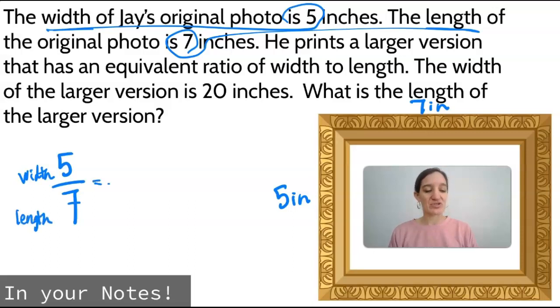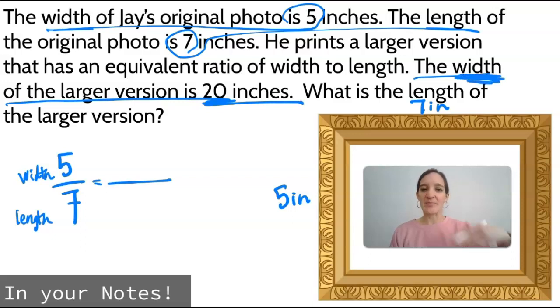So then when I go to write my equivalent ratio, which says the width of the larger version is 20 inches, that was the width, so I'm going to keep it up there with the 5. What is the length?